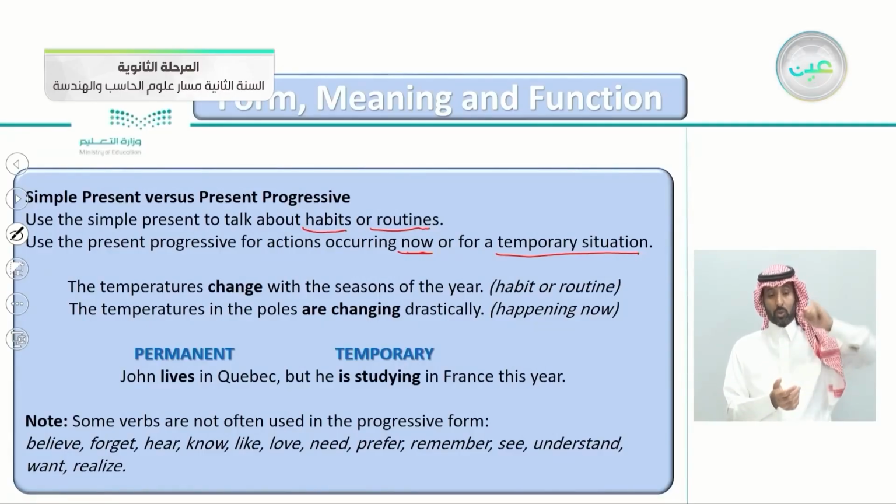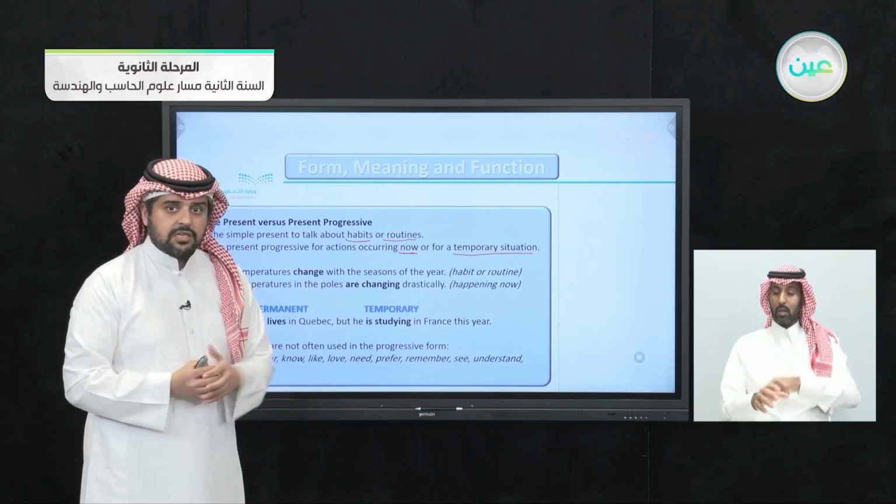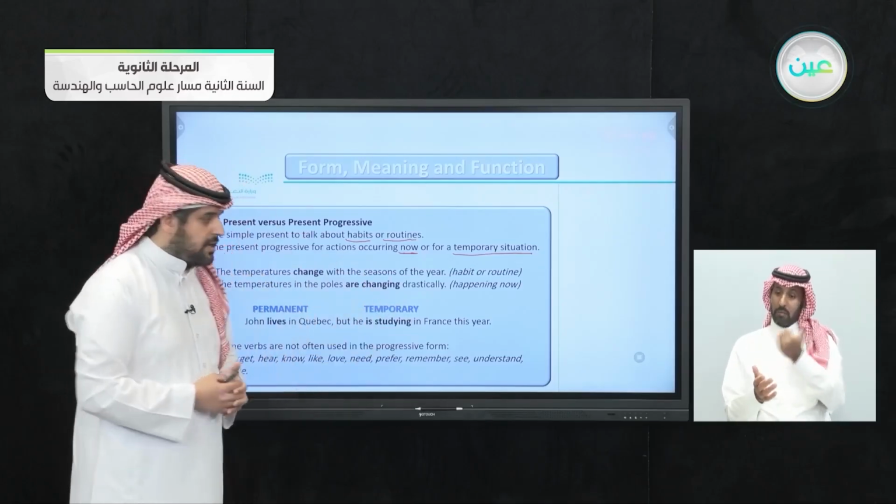John lives in Quebec, but he is studying in France this year. So notice here, John lives in Quebec. This is permanent. This is present simple. But he is studying in France this year. This is temporary. So this sentence combines the use of present simple and the present progressive. John lives in Quebec. This is a fact. But he is studying in France this year. This is the use of progressive because it's a temporary situation. He'll be studying, then he will come back to Quebec.